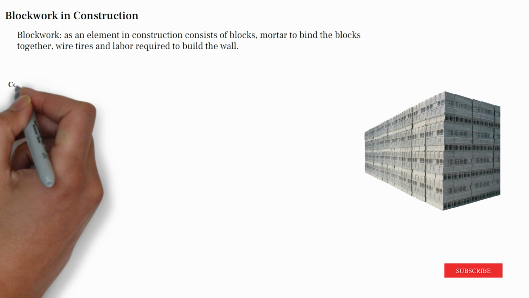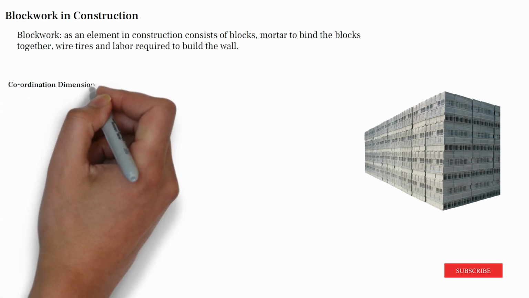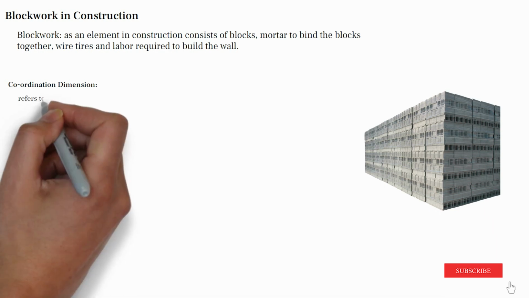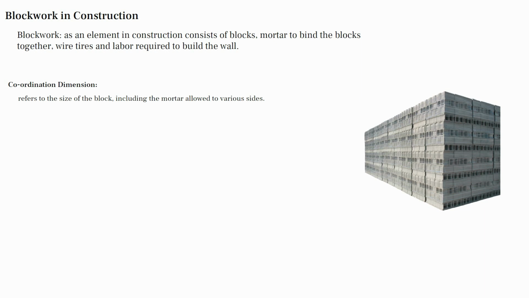When referring to dimensions in block work, the following are the two common terms. 1. Coordination dimension. This refers to the block, including the mortar allowed on various sides. 2. Nominal dimension. It refers to the actual size of the block only.